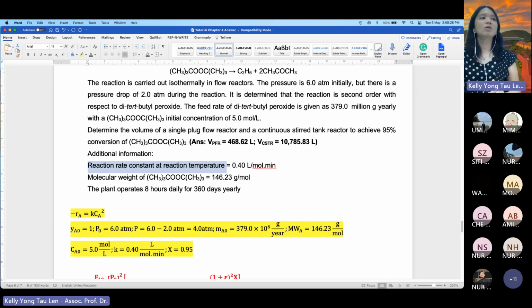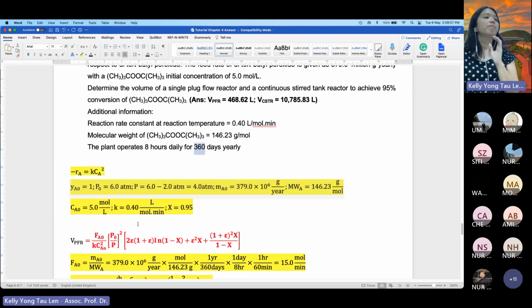That's why they give us the molecular weight as well as dia beri kita juga plant tu punya limitation. Setiap setahun dia hanya bekerja 360 days dan setiap hari hanya 8 jam sahaja plant tu beroperasi. So sekarang in the nutshell the question says now, with this limitation of time and saya nak capai conversion 95% and bahan mentah yang saya nak gunakan mesti 379 million gram every year, how big my reactor shall be? Itu je sebenarnya soalan dia. Okay, so we have to calculate one by one again lah.